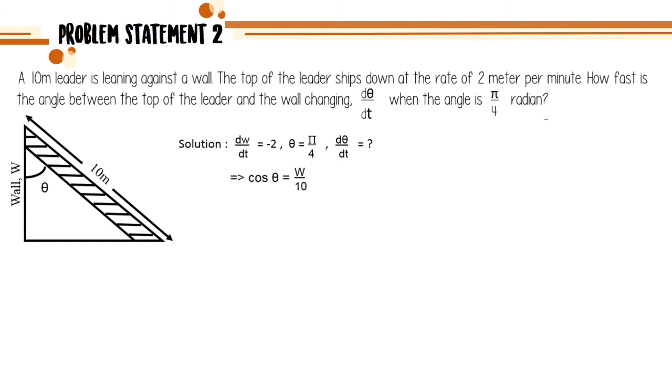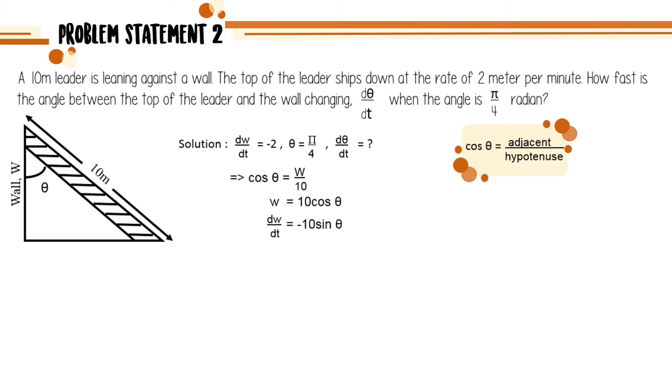So, the question is, how fast is the angle between the top of the ladder and the wall changing, in radian? So, we can solve the problem with the trigonometry equation. If you don't understand why we use it, let's see that cos theta is adjacent per hypotenuse. We simplify the equation so that W equals 10 cos theta. Then, we differentiate W, which equals -10 sin theta. So, that's only for the rate of the wall.